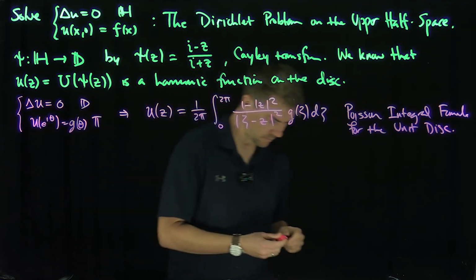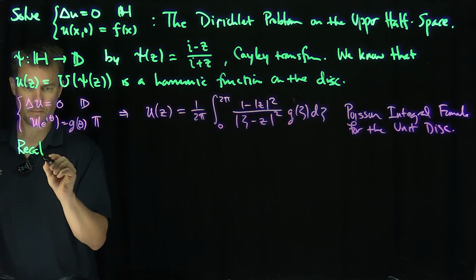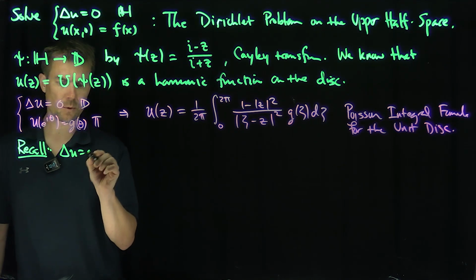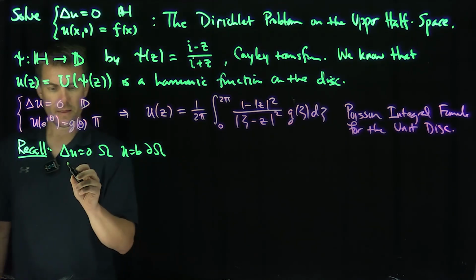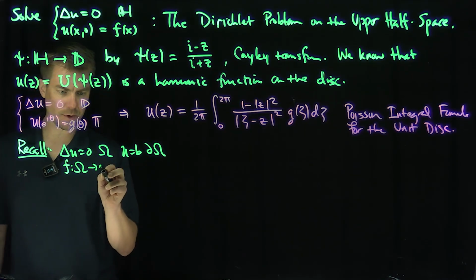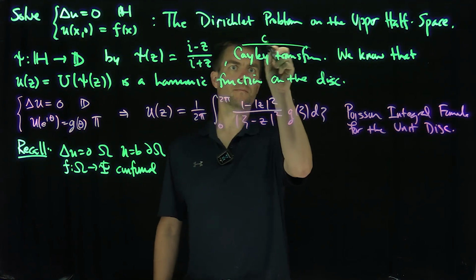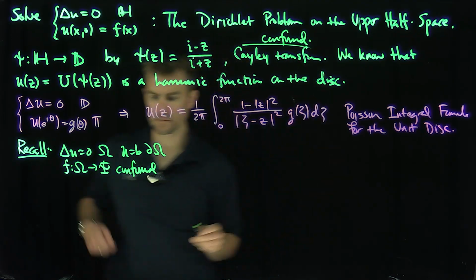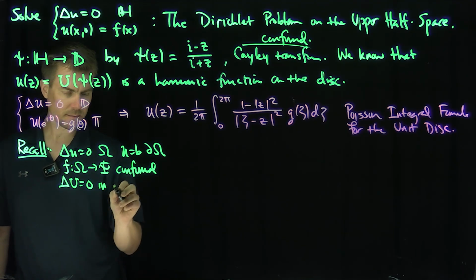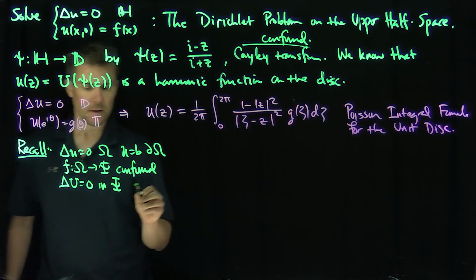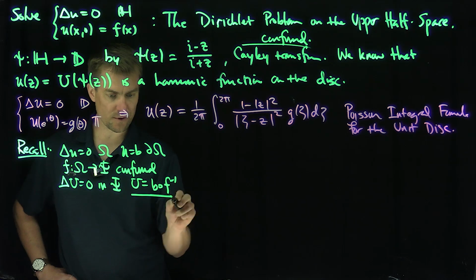So recall, what's the setup? Recall, if we want to solve Laplacian of u is equal to 0 on a domain omega, with u equals b on the boundary of omega, and we have psi mapping omega into a simpler region, conformal, like our Cayley transform. This is conformal. Then if I solve this problem over here, Laplacian of u capital is equal to 0 in the image, and u is equal to what on the boundary? u is equal to b composed with psi inverse. So that's the new boundary condition over here.